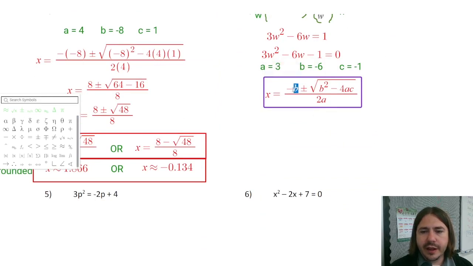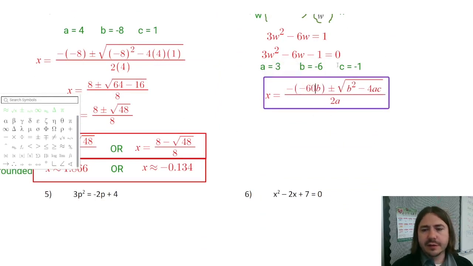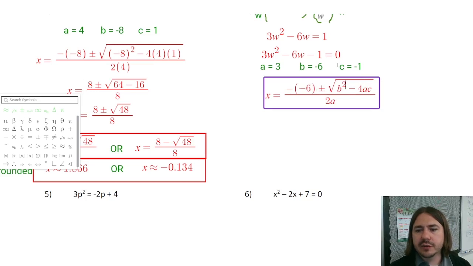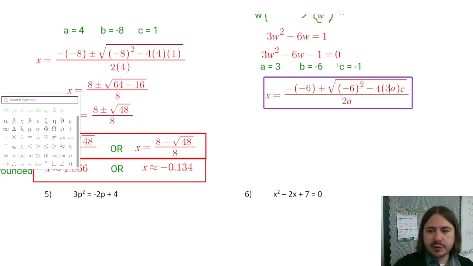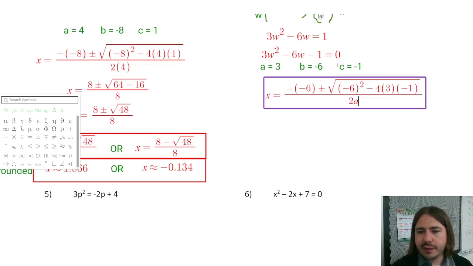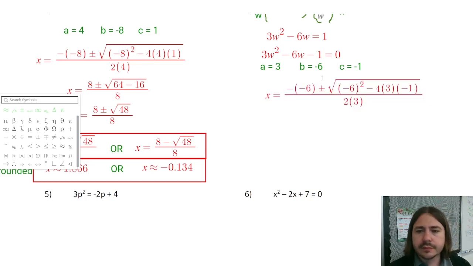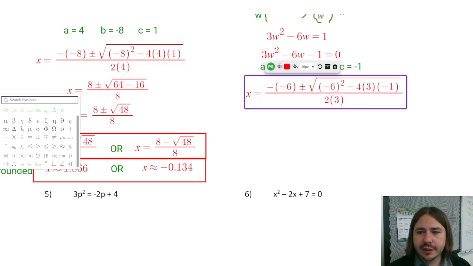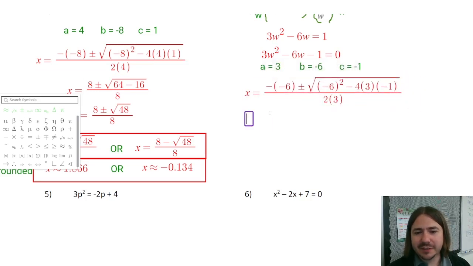So -6 plus or minus the square root of -6 squared minus 4 times 3 times -1, divided by 2 times 3. All right, that takes up a lot of space, doesn't it?